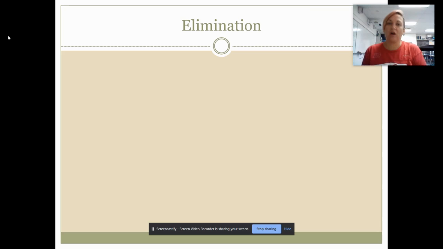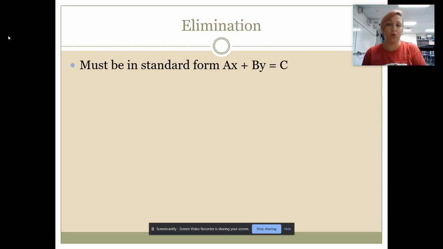To do the concept of elimination, both of your equations must be in standard form. There's a reason for that, and I'll explain it once we do an example. So don't forget standard form is ax plus by equals c. So the x is first, the y is second, and your constant is on the other side of the equal sign.